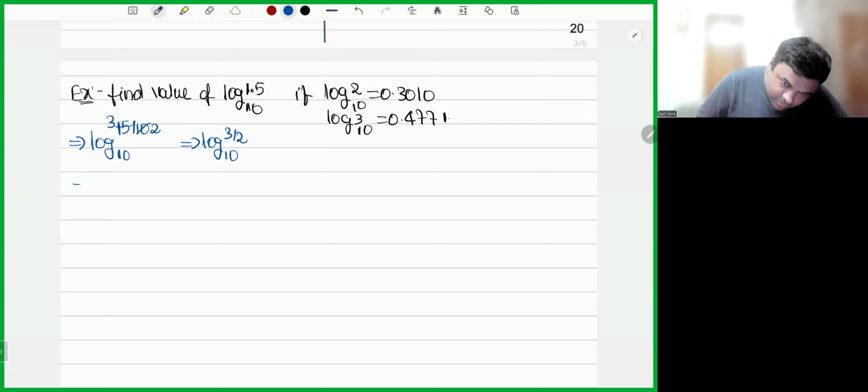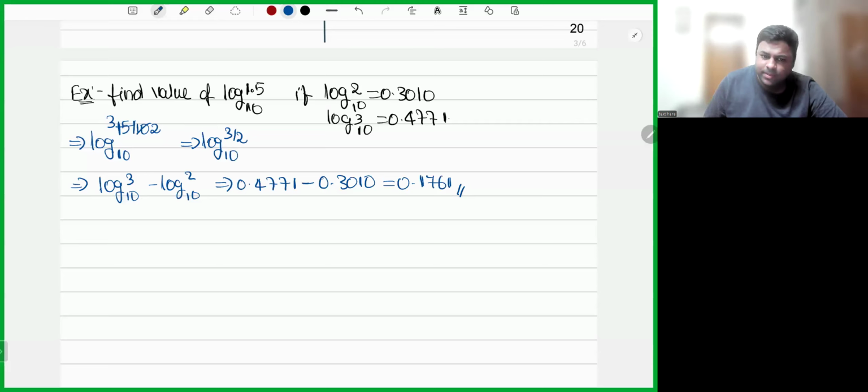What is log a by b? Log a minus log b. Log 3 is 0.4771. Log 2 is 0.3010. So the answer is 0.1761. Okay, simple. If you want, you can do it in calculator also.